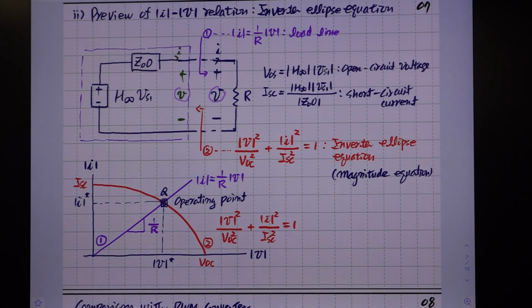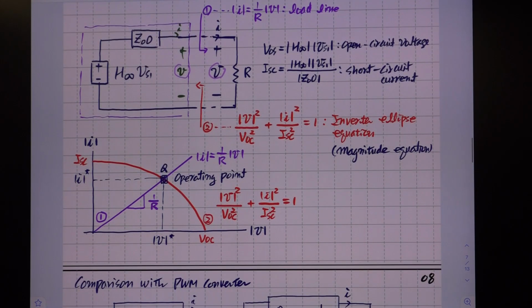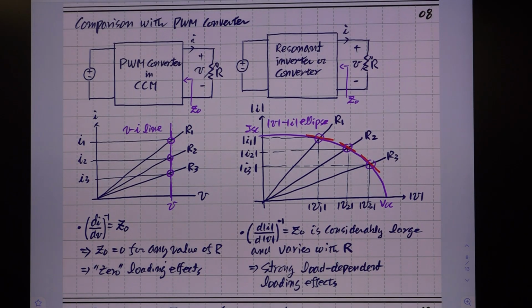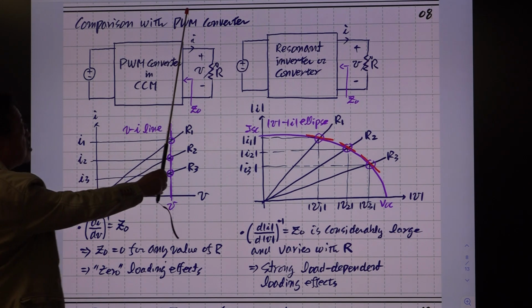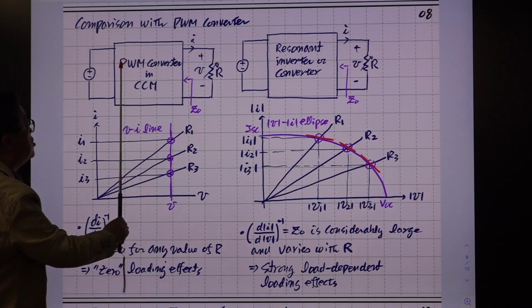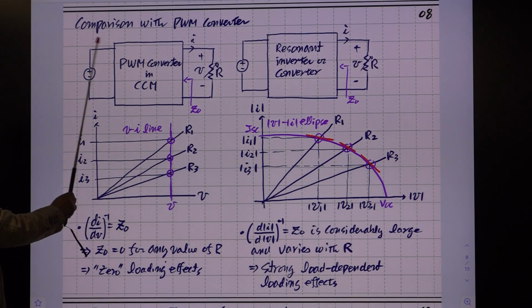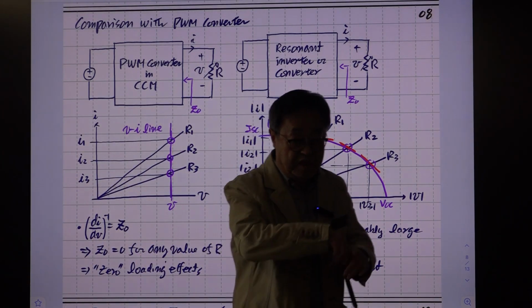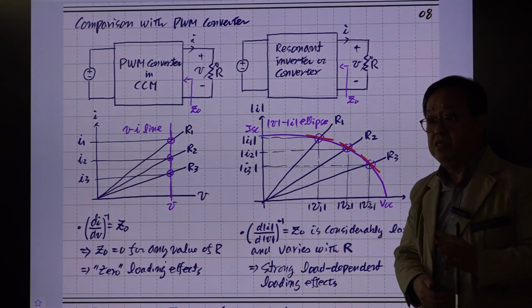We want to derive this equation. Before that, I'll show this. This is a comparison of that curve with the PWM converter in CCM. In the PWM converter in CCM, the output voltage is always fixed. The output voltage is the duty ratio times this input voltage, and that value is constant regardless of any change in this load resistance, as long as the converter is in CCM. So we restrict our interest only to the CCM operation.